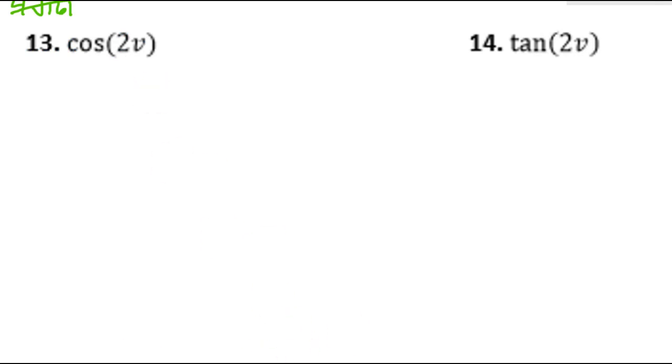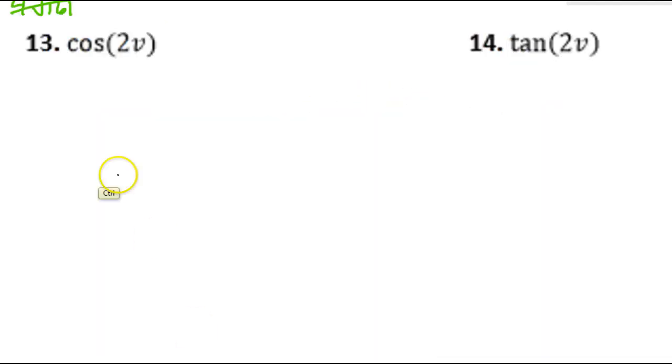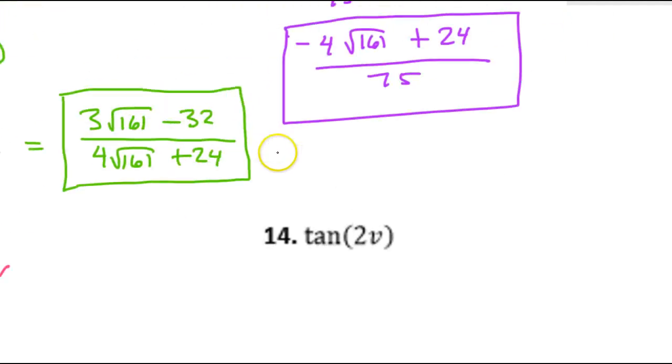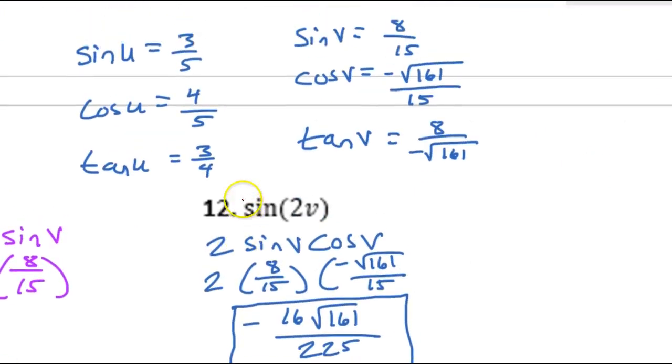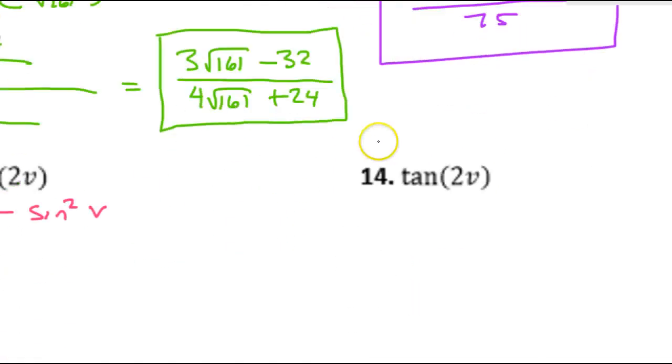Cosine of 2v actually has 3 different formulas, but I'm just going to use the first one, cosine squared minus sine squared. So this is going to be cosine squared v minus sine squared v. So where did I have that written down? So cosine v is negative radical 161 over 15.